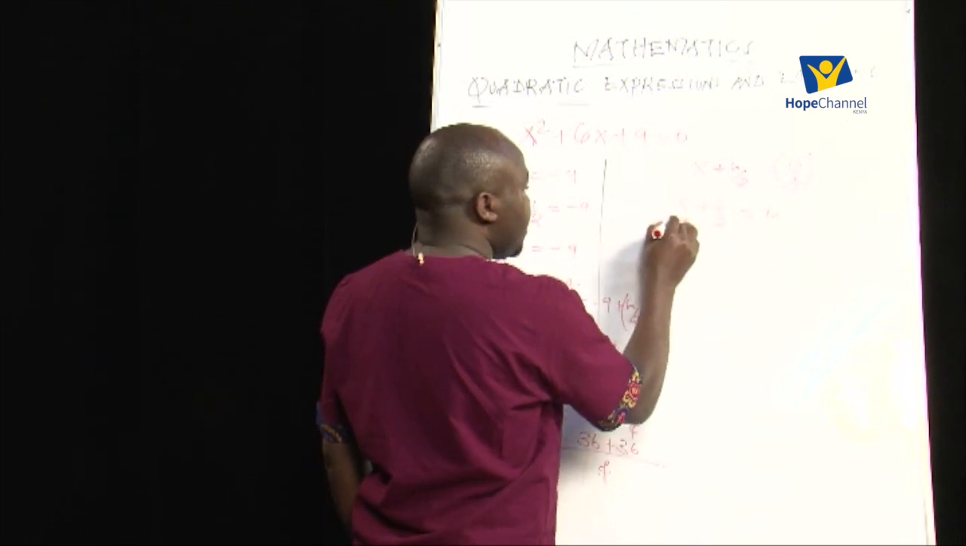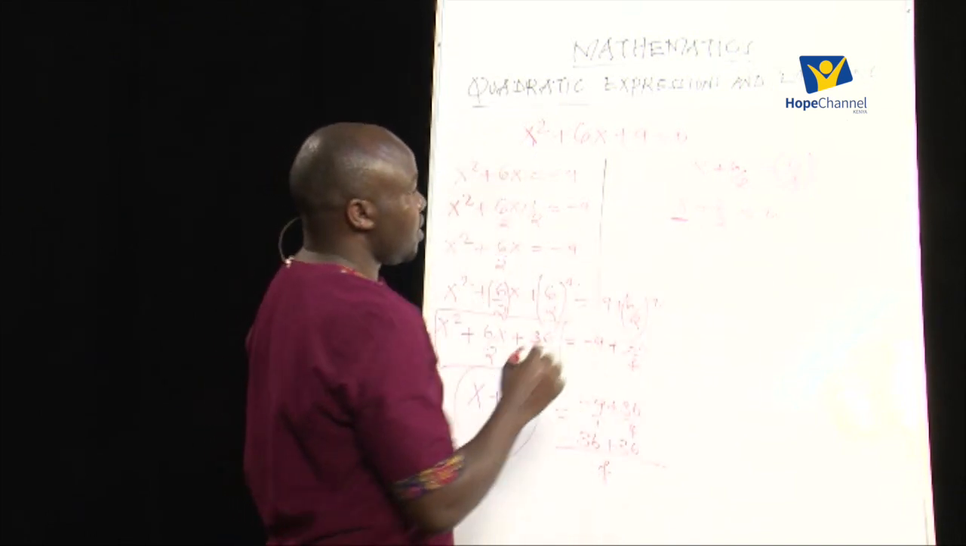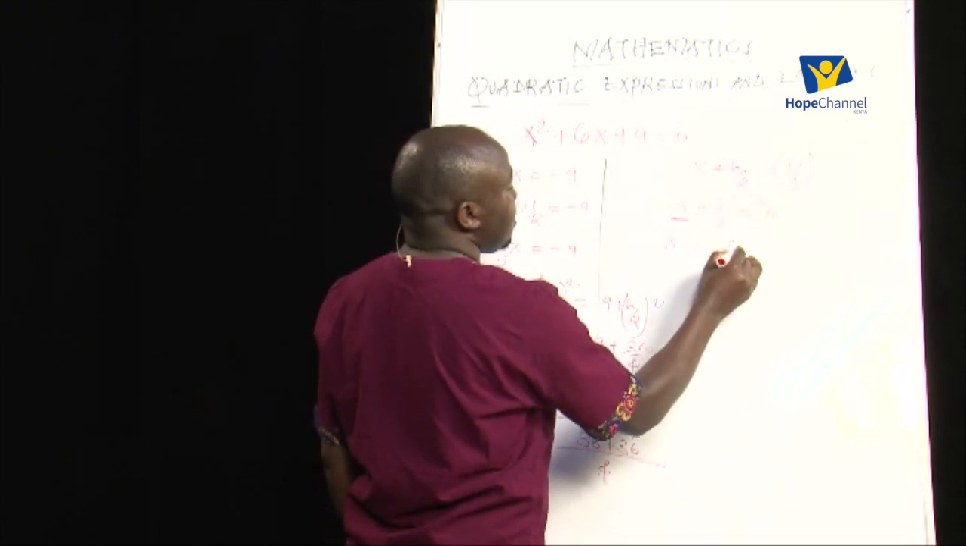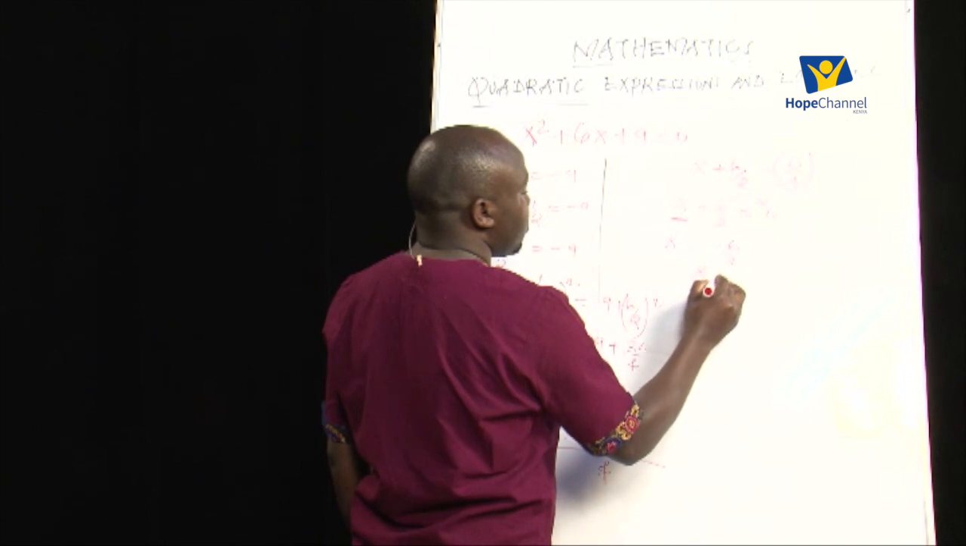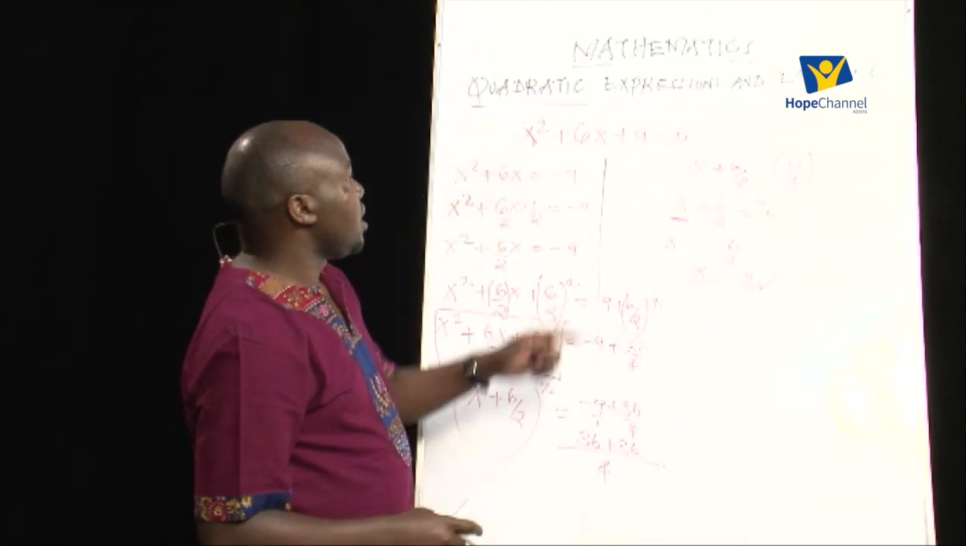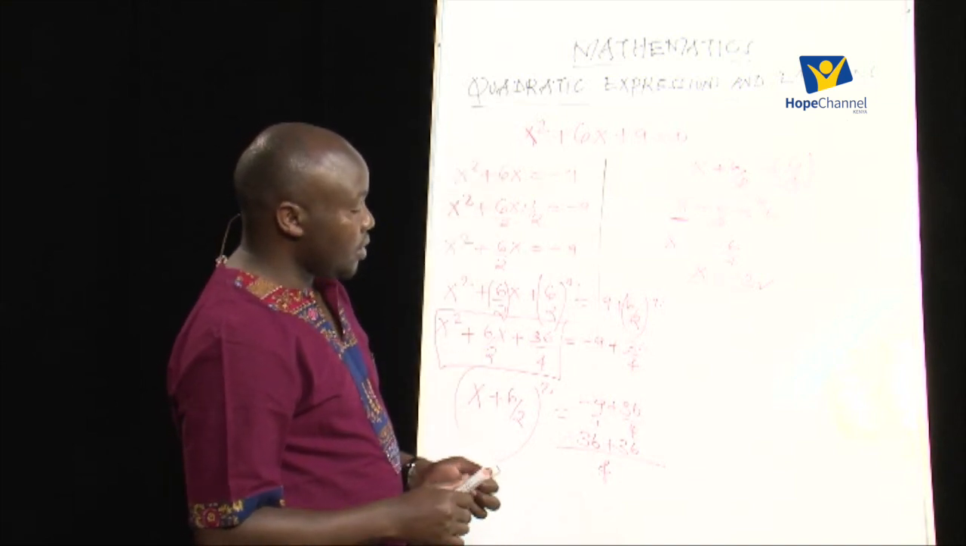So I want to get a definite answer for x. Therefore I take this to the other side of the equal sign. So x will be negative 6 over 2. So my x will give me negative 3. I have solved that using the completing square method.